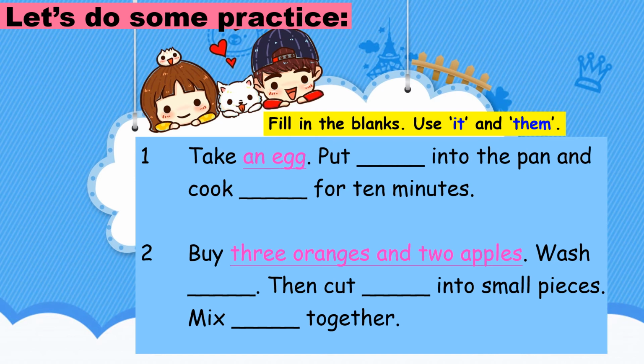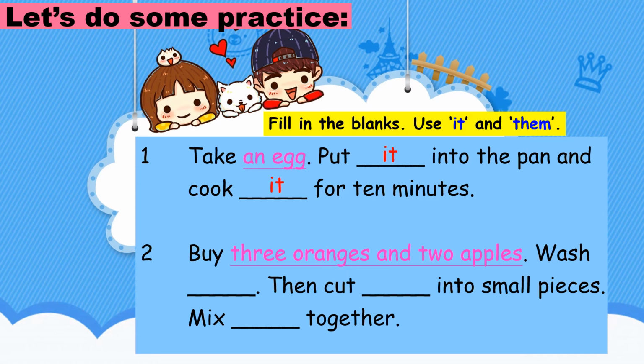Yes, you're right. We are going to put an egg into the pan and cook the egg for 10 minutes. An egg here is a countable noun, and there is only one. So, which one do we use? It or them? Very good. We say, take an egg, put it into the pan and cook it for 10 minutes. Good.